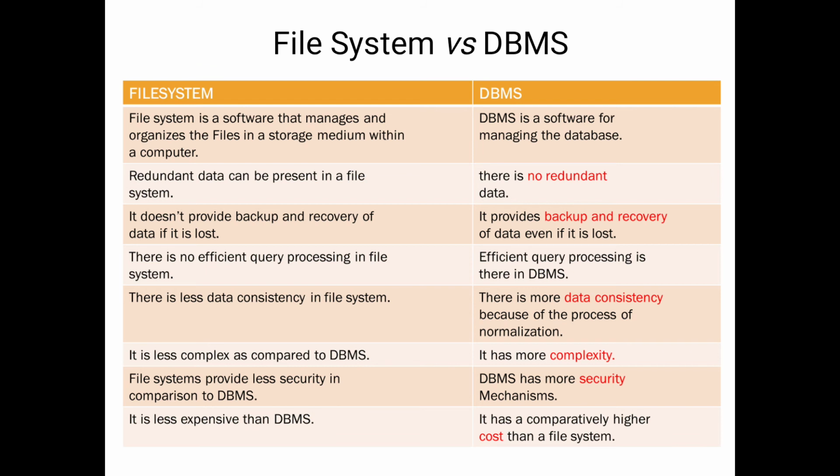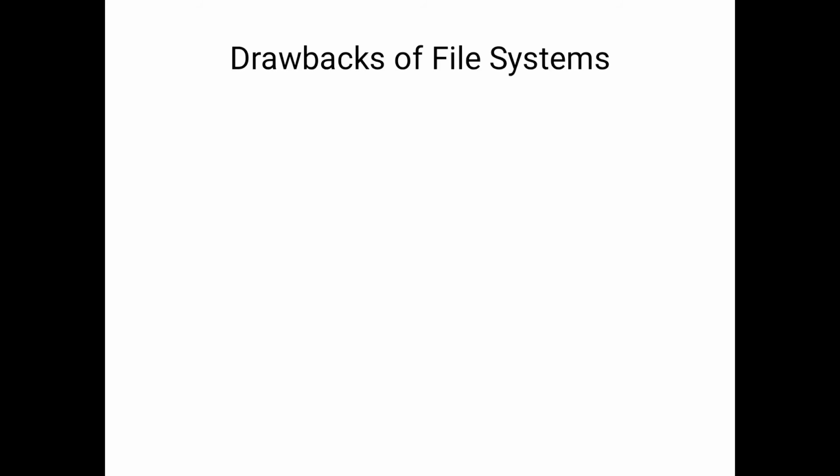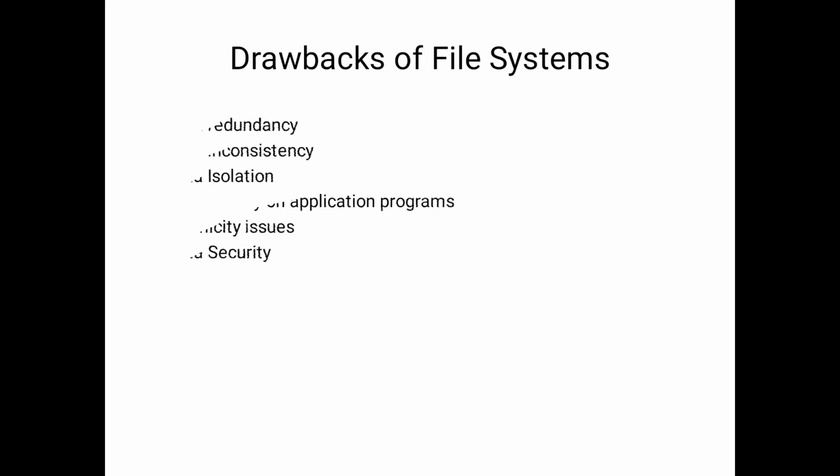Coming to the cost point of view, the file system is very less expensive, but in the DBMS the cost is higher. So these are the differences between file system versus DBMS. What are the drawbacks of file systems? We have already discussed the drawbacks: data redundancy, data inconsistency, data isolation, dependency on application programs, atomicity issues, and data security. These are the drawbacks of file systems.